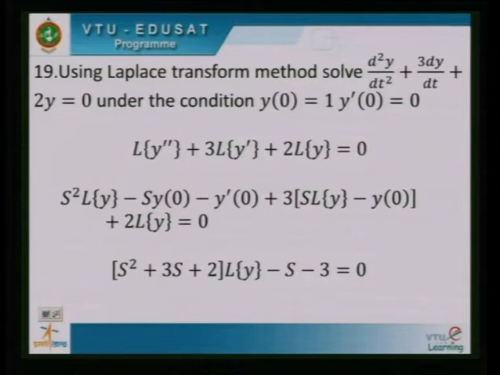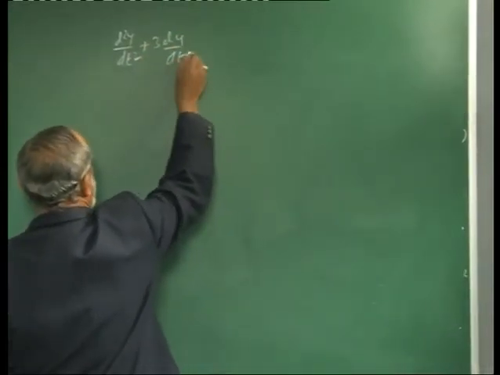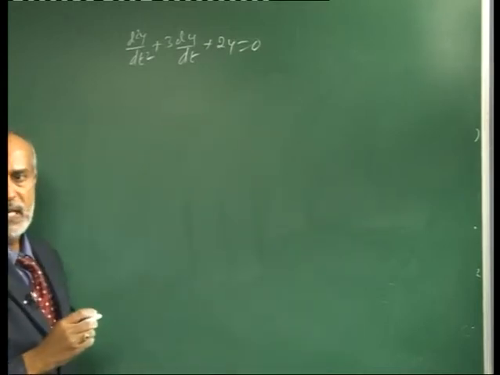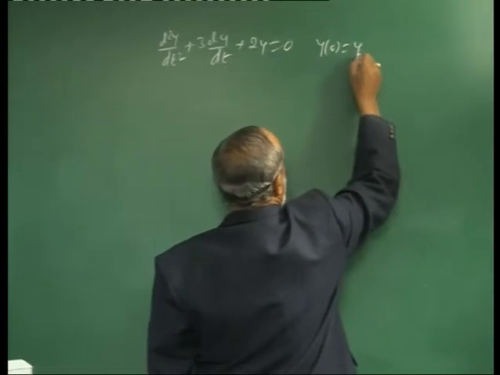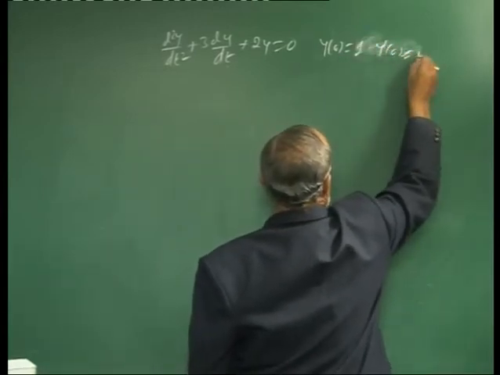Next, using the Laplace transform method, solve d squared y by dt squared plus 3 dy by dt plus 2y is equal to 0 under the conditions y of 0 equal to 1 and y dash of 0 equal to 0. So the given problem is d squared y by dt squared plus 3 dy by dt plus 2y equal to 0. The given conditions are y of 0 equal to 1, then y dash of 0 equal to 0.